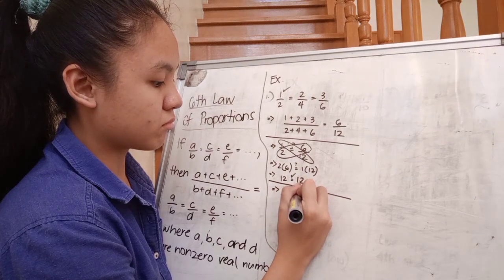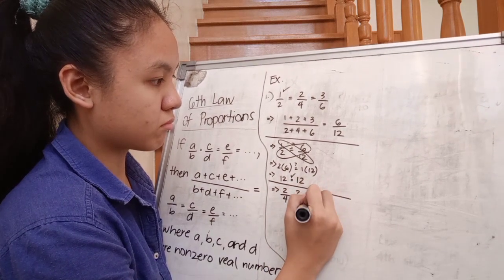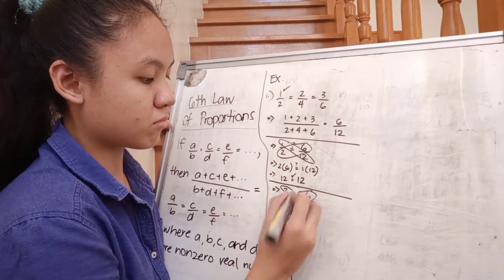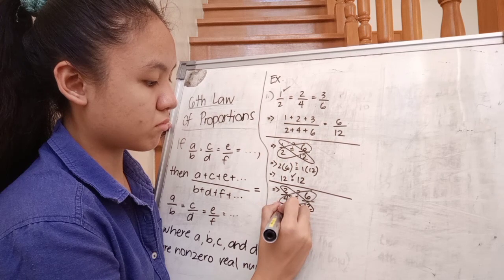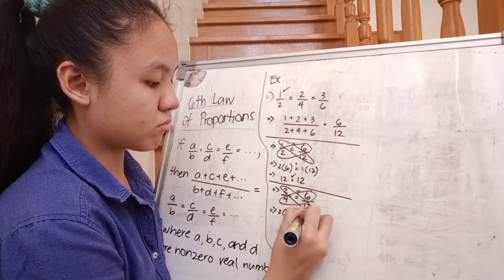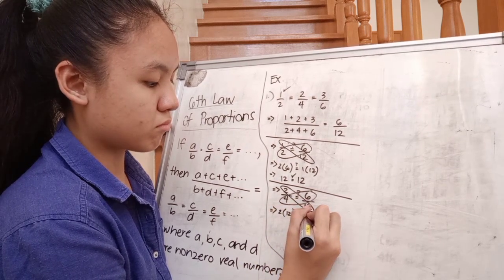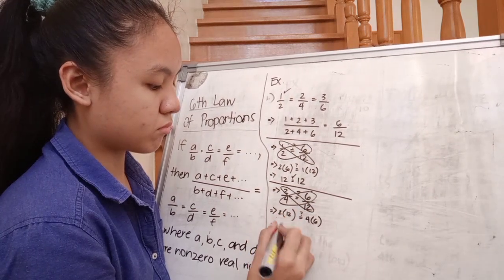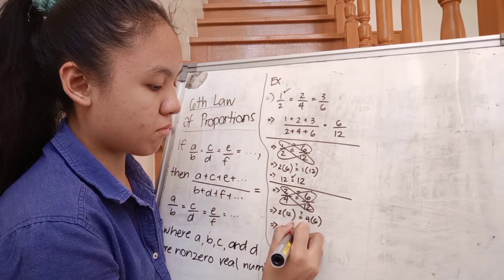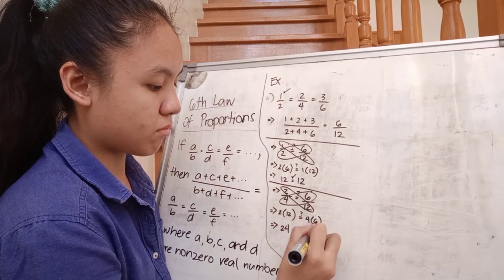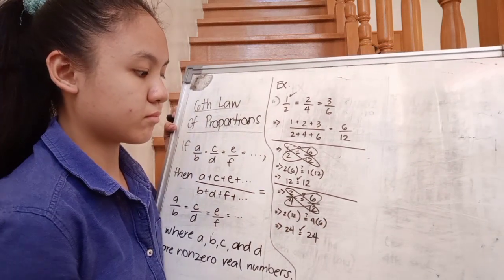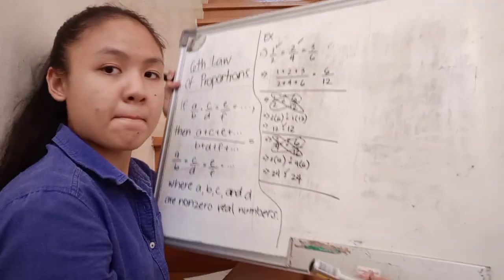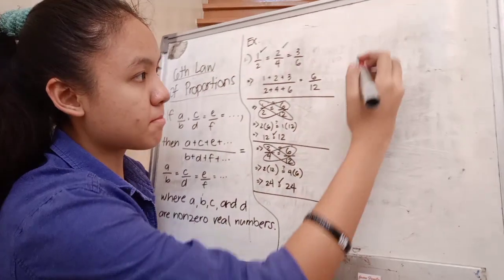Next is 2/4 equal to 6/12. Cross multiply 2 multiplied to 12 is equal to 4 multiplied to 6. 2 times 12 is 24, and 4 times 6 is also 24. Therefore, 2/4 is equal and proportional to 6/12.